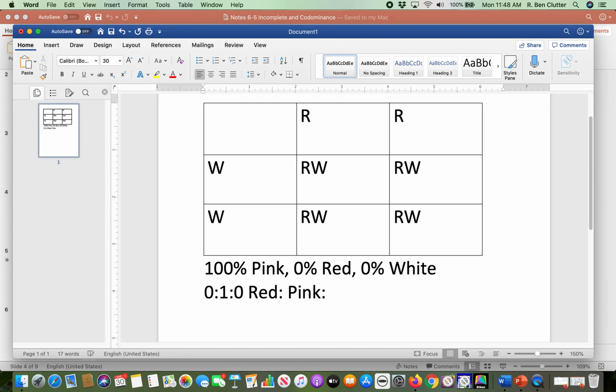And this is why you write out the ratio, because I almost made a mistake there, to white. And you say, well, Mr. Clutter, what if I said 1 to 0 to 0? That's fine. That's absolutely fine. Just you got to tell me then that it's pink to red to white.